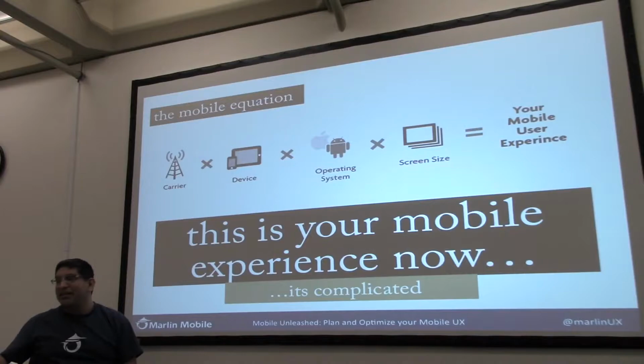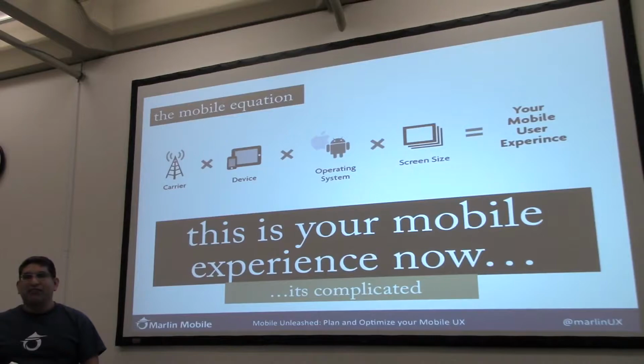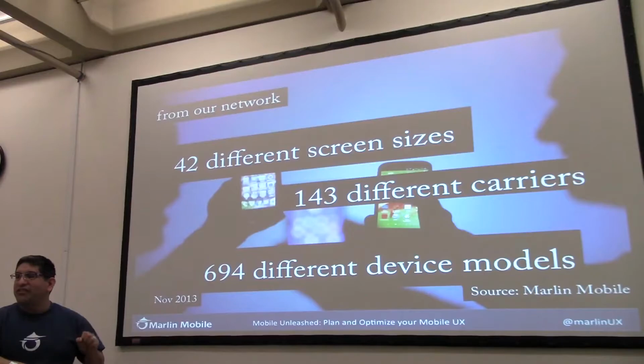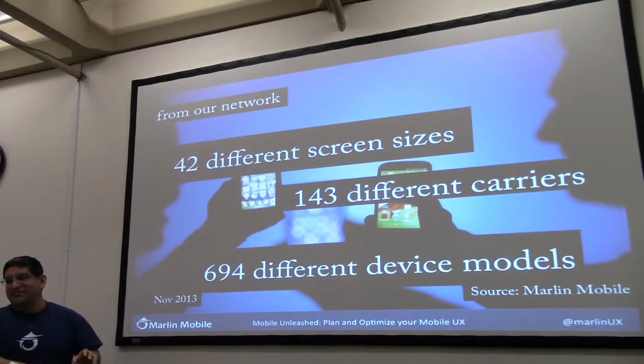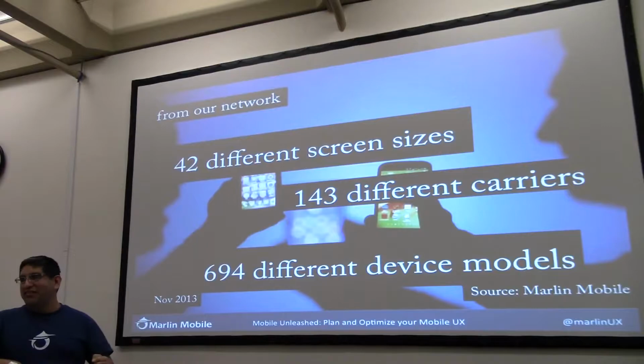So one of the things I did yesterday and today, I decided to jump into our network. We have a network of smartphones that run mobile web pages and test URLs for apps. One of the cool things that came up is that right now, there are 42 different screen sizes. There are 143 different carriers. This is just on our network, and we are pretty prolific, but I bet there's more. Just in devices that have run tests for us, 694 different devices.